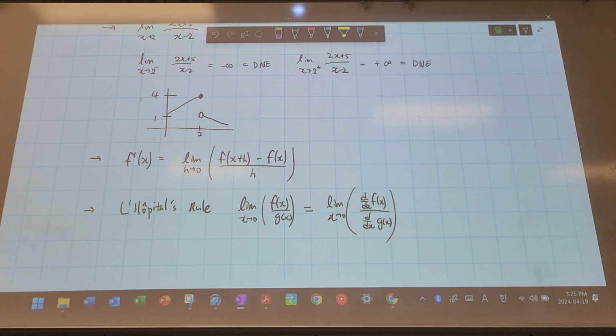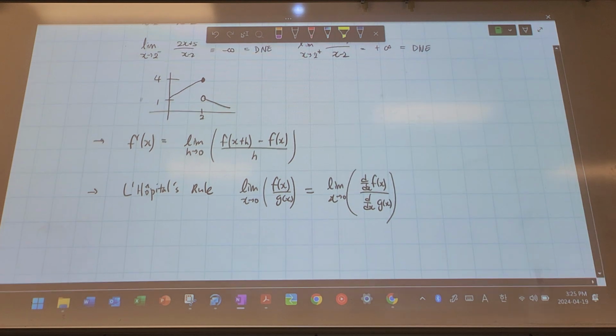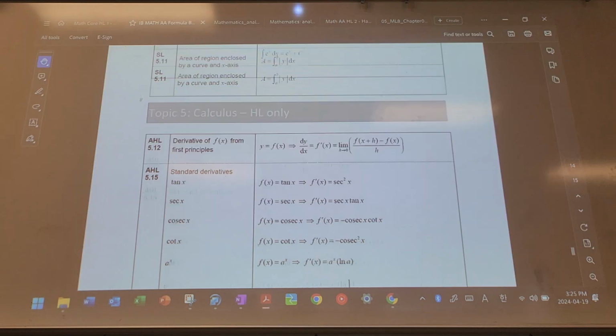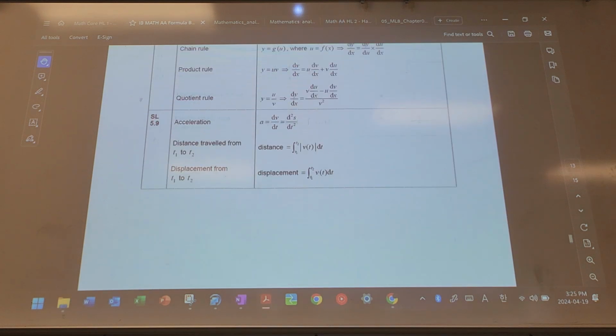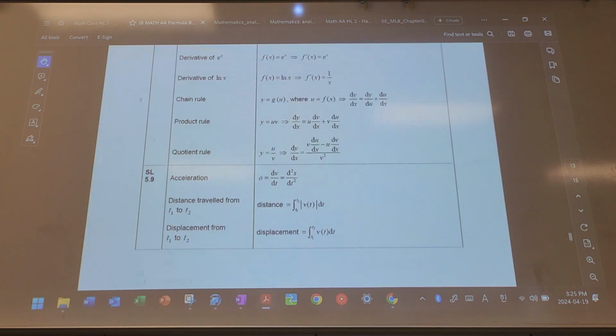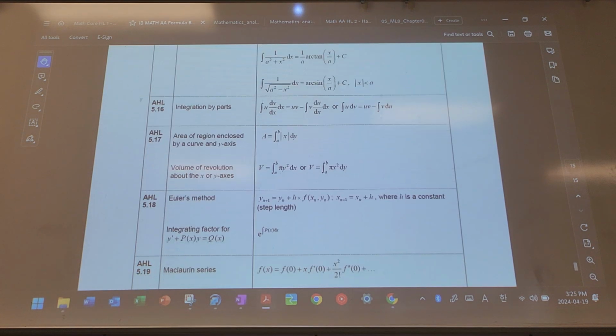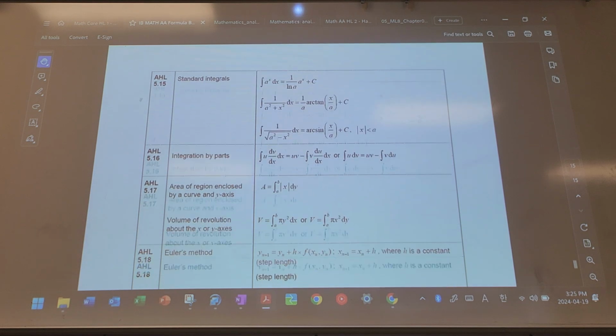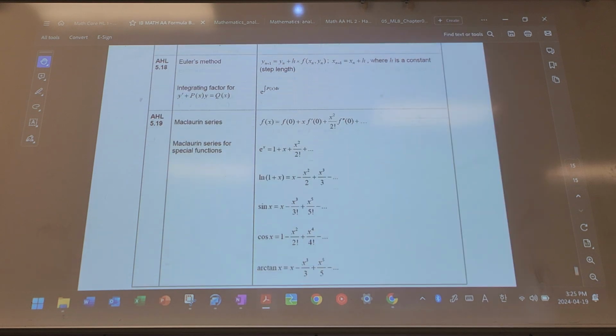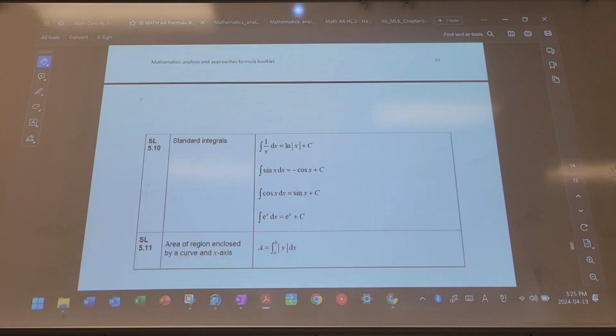Smart. Okay. Do you have L'Hopital's rule in the formula booklets? Yeah. Wait, I don't think so. I don't think so. Do you? I don't think so. It's common sense, right? It's common sense. Not really, but it is common sense.